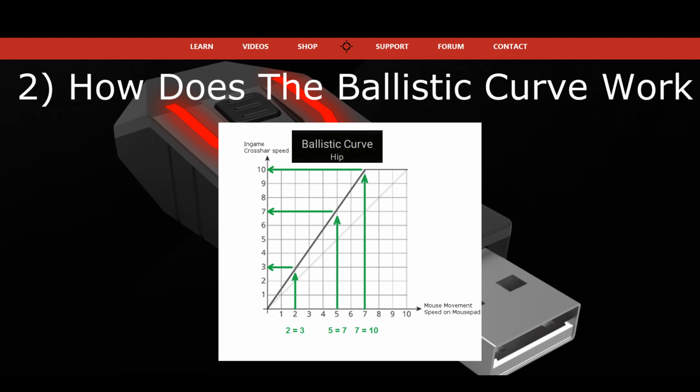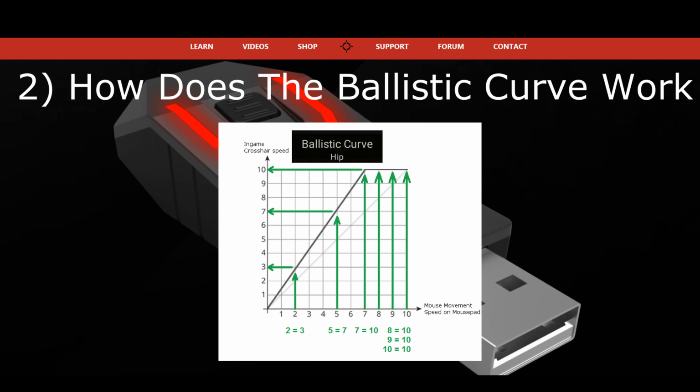The x values of 8, 9 and 10 will all result in one and the same y value, which is 10. This means that when I move the mouse on the mousepad faster than 70%, I will automatically move my crosshair with 100% of the maximum turn speed in the game. It doesn't matter if I move the mouse with 71% or 99%, the corresponding crosshair movement speed will always be 100%. So, the conclusion is that this curve does exactly two things.